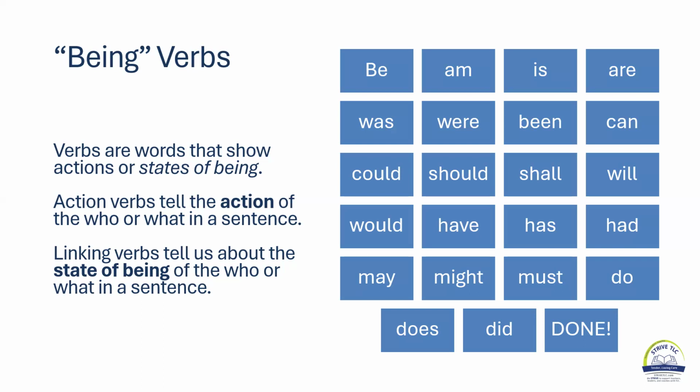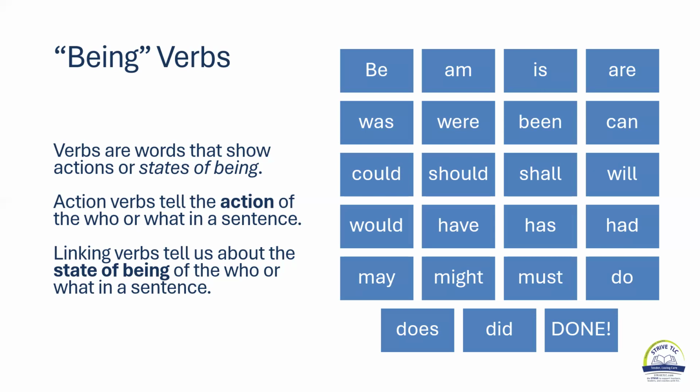And here is the poem and how she said it to us. This was done on an anchor chart up on the wall, and we practiced this daily. And here it is many, many years later, and I'm still able to remember this little ditty. Be, am, is, are, was, were, been, can, could, should, shall, will, would, have, has, had, may, might, must, do, does, did, done. So having this as an anchor chart and just helping students understand these are action verbs.